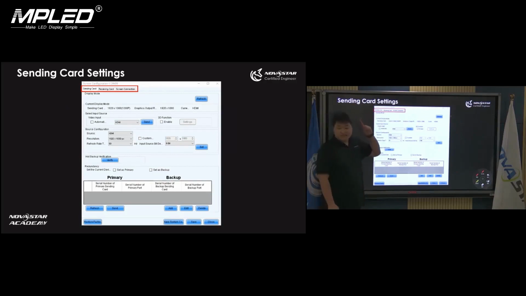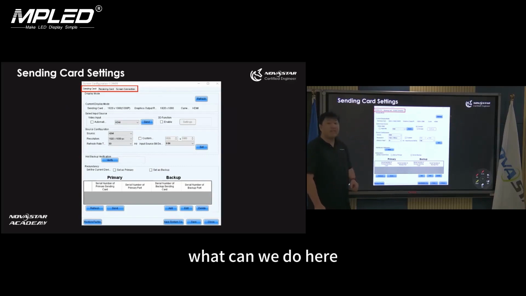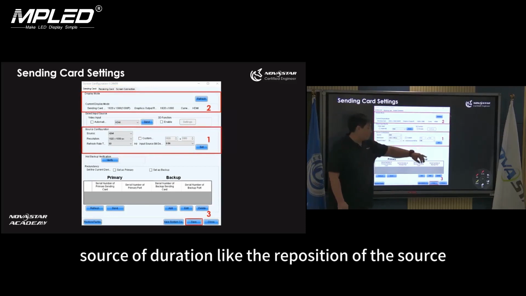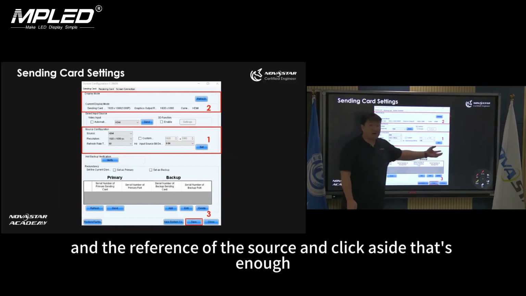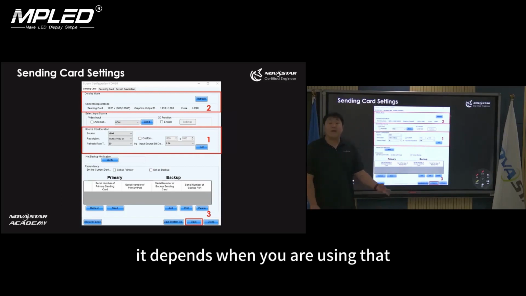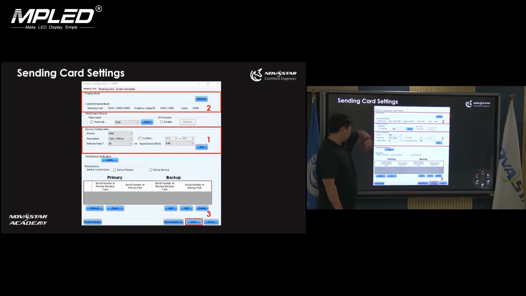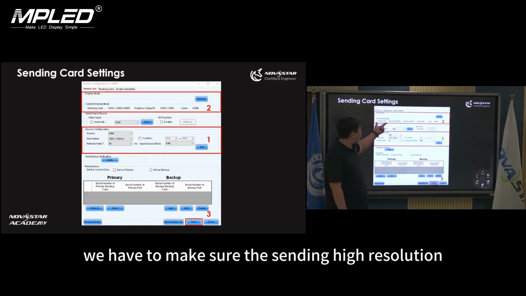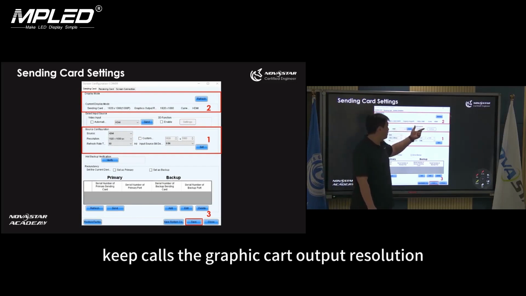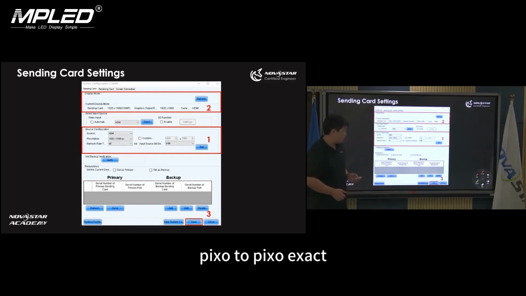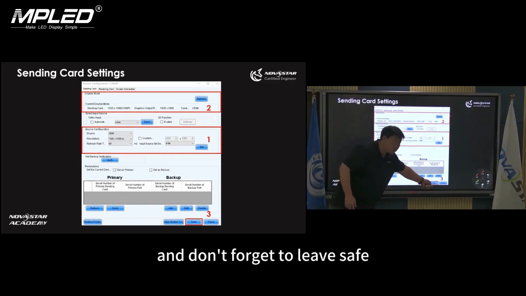The first tab is sending card. What can we do here? We just set the source configuration, like the resolution of the source and the refresh rate of the source, and click Apply. That's enough. And we select the input source for the device. Make it HDMI, DP, or DVI. It depends on what you're using now. And also, the last thing is about the display mode. We have to make sure the sending card resolution equals the graphic card output resolution. We have to make sure those values are the same, and we can get the pixel to pixel effect. And don't forget, click Save.